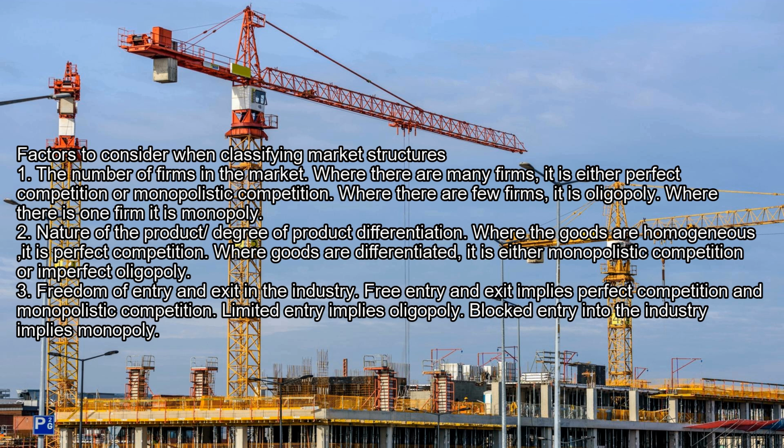2. Nature of the product, or degree of product differentiation. Where the goods are homogeneous, it is perfect competition. Where goods are differentiated, it is either monopolistic competition or imperfect oligopoly.